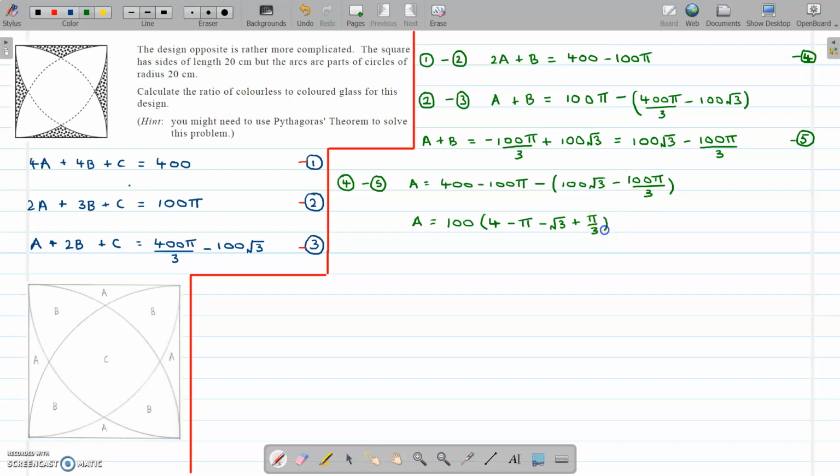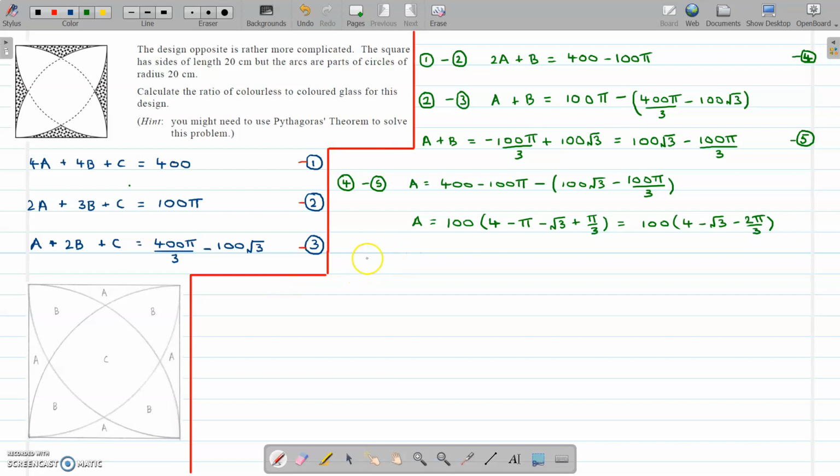Now I can tidy that a little bit further because if I've got minus a whole pi and I add a third of pi to it, I'm going to have minus 2/3 of pi. So that is actually equal to 100 times 4 minus root 3 minus 2/3 of pi, or minus 2 pi over 3. And that's a simpler expression for A. So that's what the area of one of those shaded bits is, A, as you can see on this diagram here.